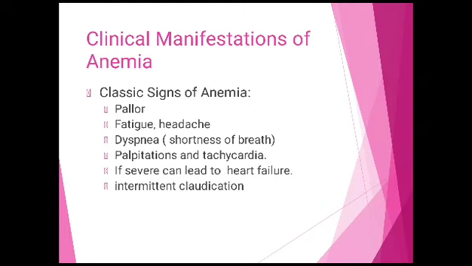So the classical signs of anemia, we have number one, pallor, fatigability and headache, dyspnea, palpitations and tachycardia. If the condition is severe enough, it can lead to heart failure, and intermittent claudication, which is pain in the legs that comes and goes, so intermittent, on and off pain. So all these classically occur in different types of anemias.